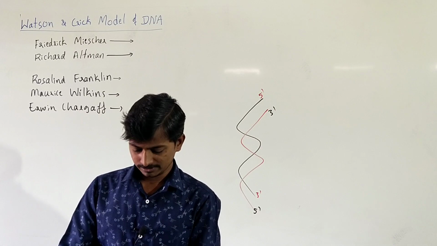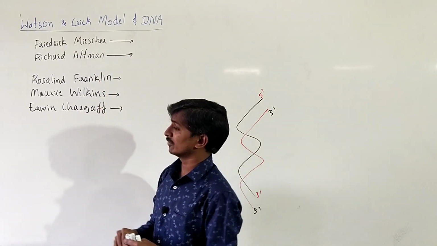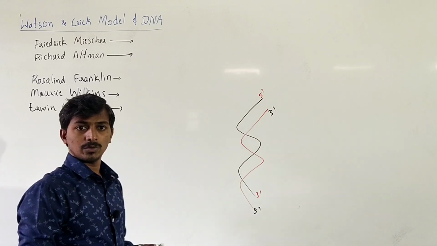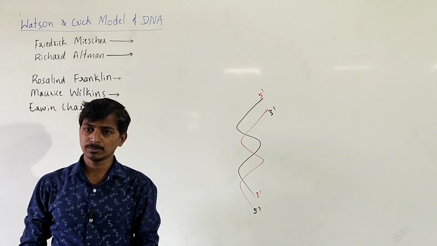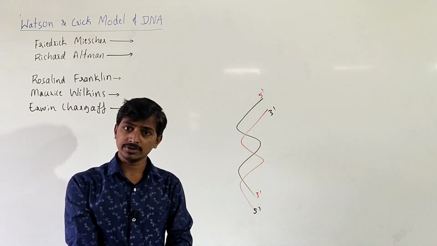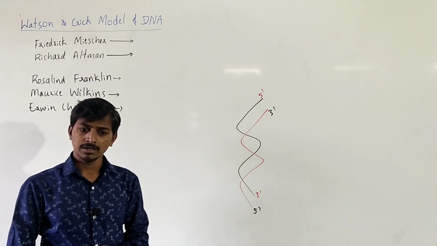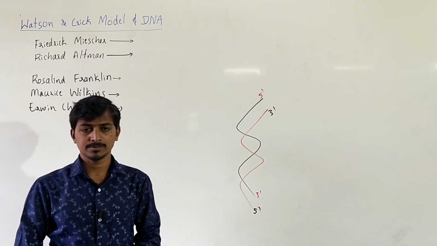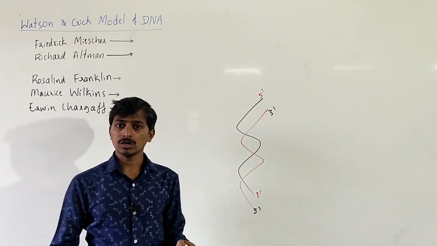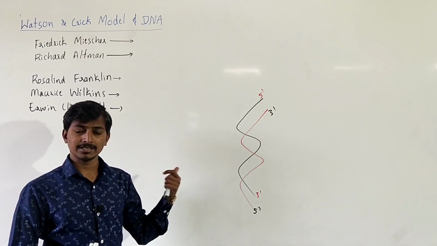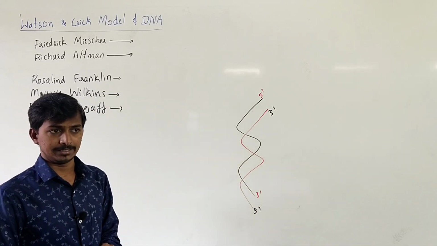In this video, we will discuss the Watson and Crick model of the DNA. You all know that DNA is nothing but deoxyribonucleic acid, and it's one of the most commonly available genetic material in all the organisms, either plants or animals or bacteria or most of the viruses. DNA is the major or predominant genetic material.